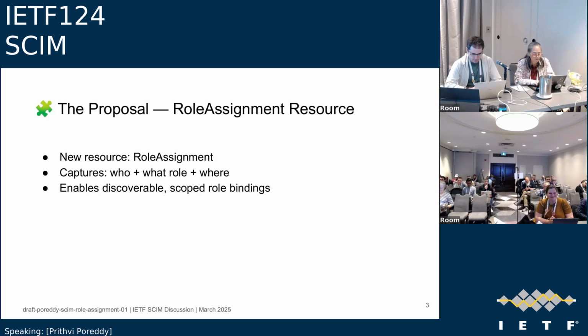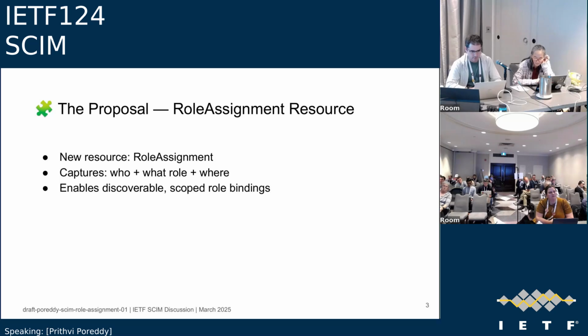The draft introduces a new SCIM resource called role assignment. It captures who holds what roles and where that role applies. The schema has four main parts: subject, a user, group, or a service account; scope, the resource context, like a project, tenant, application, or environment; role, the access level, could be admin, maintainer, developer, viewer; and metadata information like lifecycle information, validity dates, computed status, priority for conflict resolution, and source tracking.